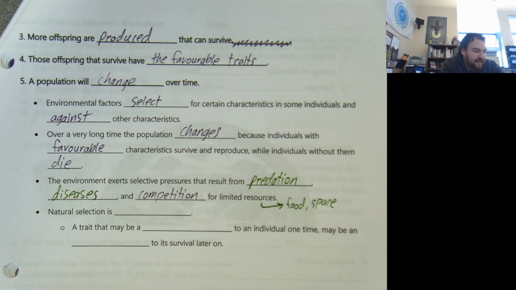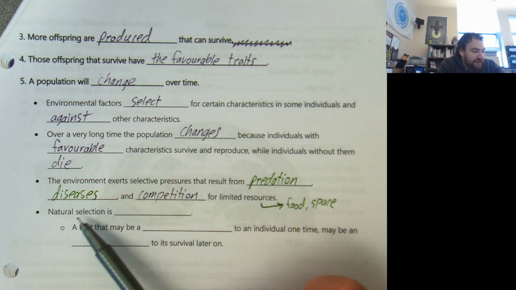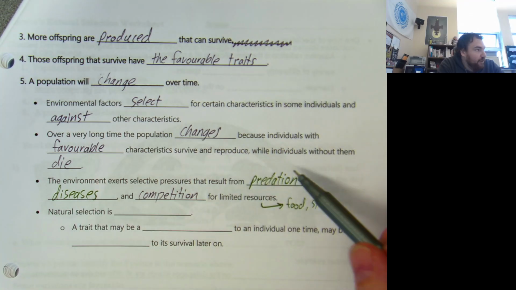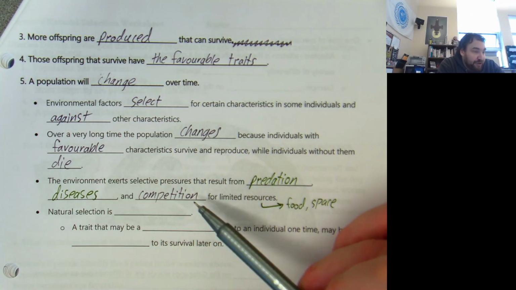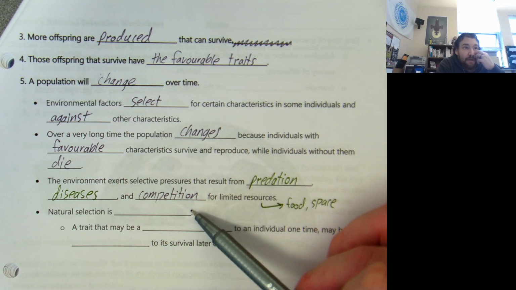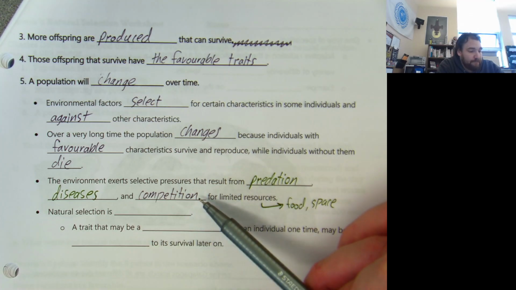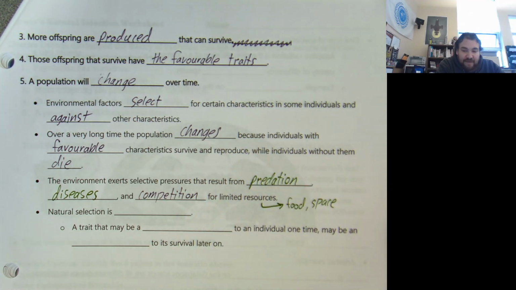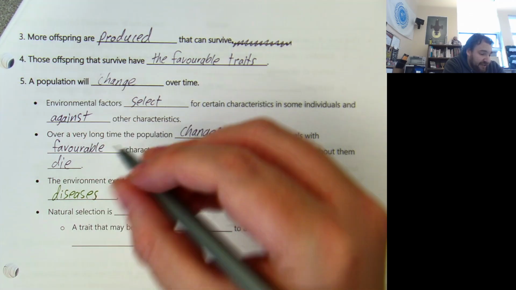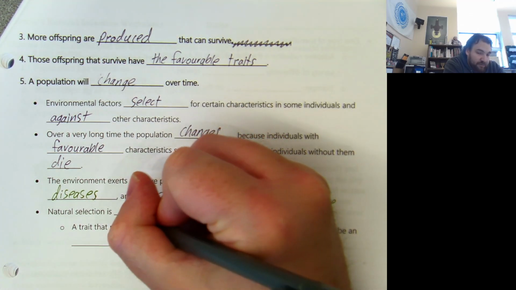I can't think of anything that doesn't fit into one of those three categories. Organisms that have a particular trait are more likely to survive diseases, or other traits are more likely to survive predation, or other traits make you more likely to survive going out and getting food, defending your space. And then natural selection is, the other piece to this, is that natural selection is situational.